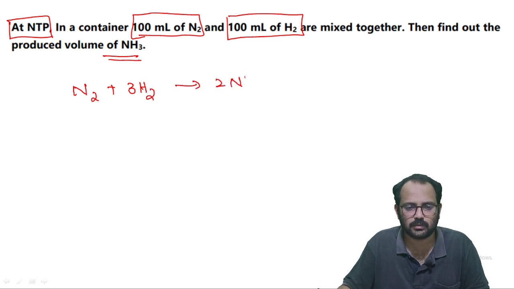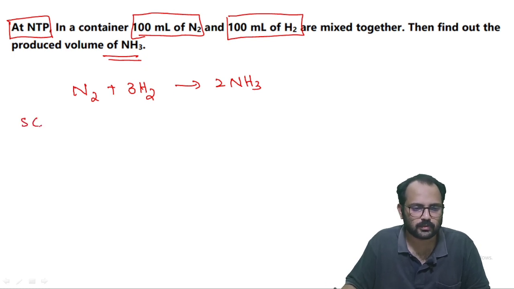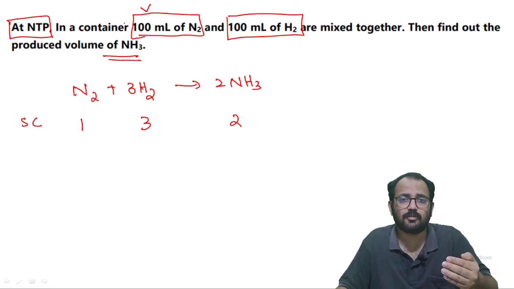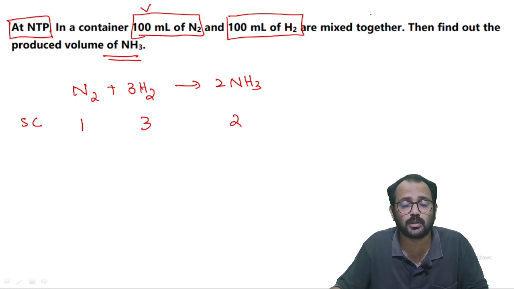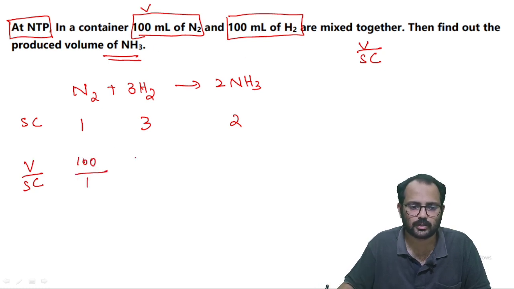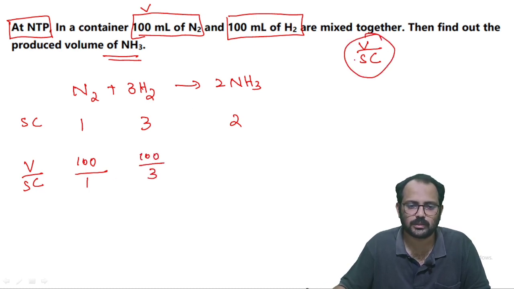This is the famous equation, the classic equation, so you know this one. The stoichiometric coefficients I am writing here: 1, here 3, here 2. What they have given is the volume. Can we equate volume? Yes, given value by stoichiometric coefficient, the value can be volume too. So if you use volume by stoichiometric coefficient, nitrogen is going to be 100 by 1 and hydrogen is going to be 100 by 3. Right, given volume by stoichiometric coefficient.